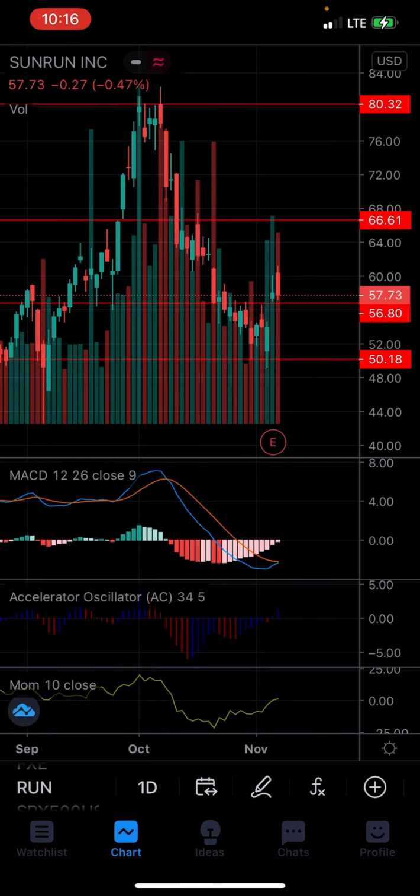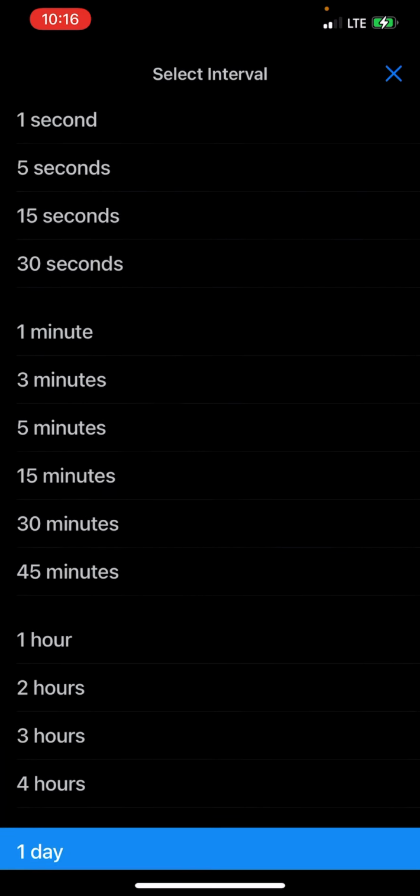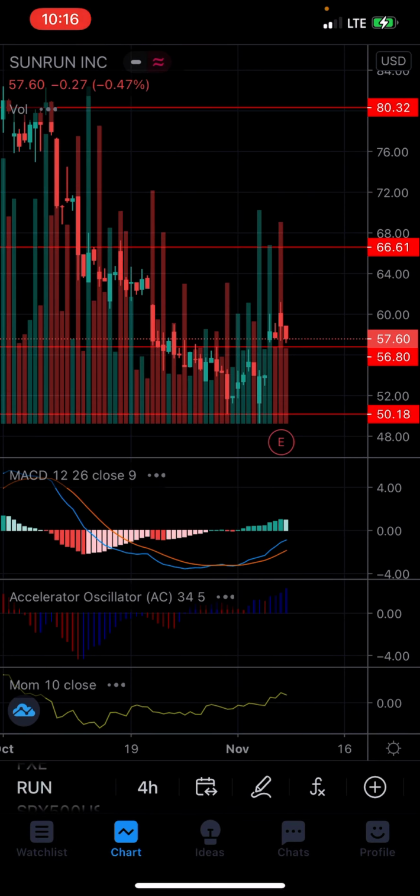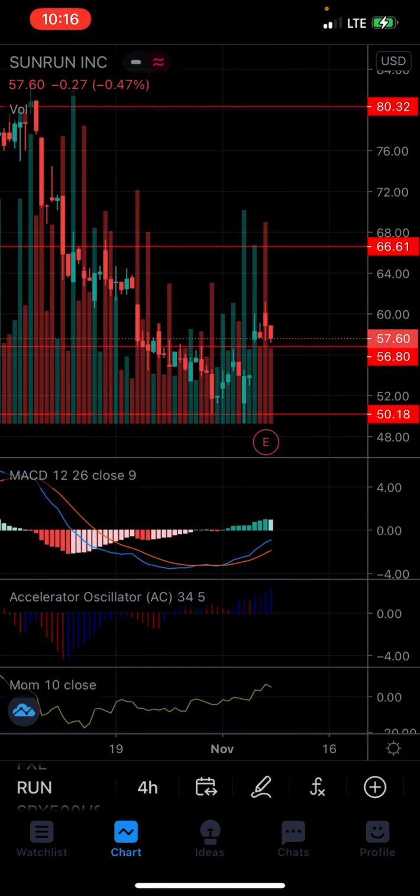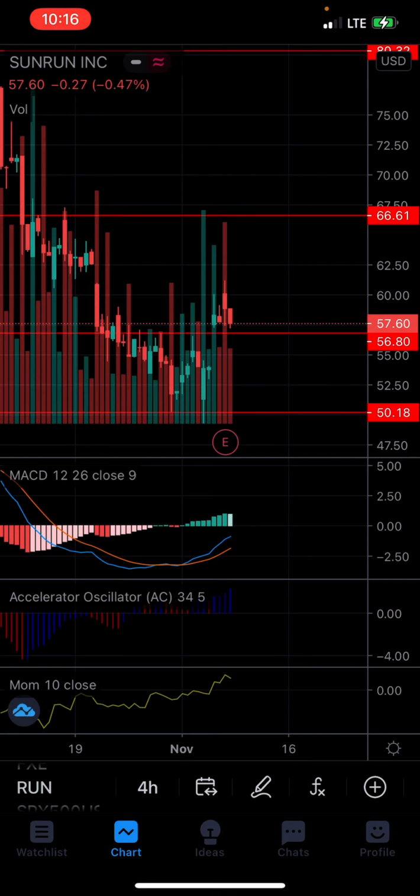I would probably buy calls here, but we would have to go down to the 4-hour level to see where we are. Our 4-hour chart is showing that we are bullish. If you look at the MACD, we do have those green candles created. We have a weaker green candle, but we actually crossed over. The blue line crossed the red one, which basically means a buy signal.